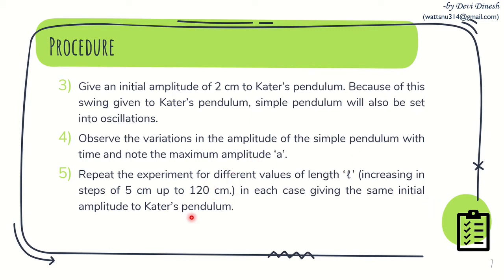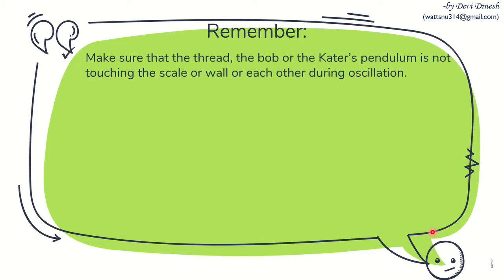Okay. The only thing that you have to do is, first of all, note down the length of your pendulum. At the same time, you have to note down the maximum amplitude with which my simple pendulum is oscillating. I told you this experiment is extremely simple. The only thing is you have to be very careful about how you are setting it up and how you are performing the oscillation. So there are a few steps that you have to remember. First thing is, make sure that the thread, bob or the Kater's pendulum is not touching the scale or wall. Kater's pendulum should not be touching the arms from which it is suspended.